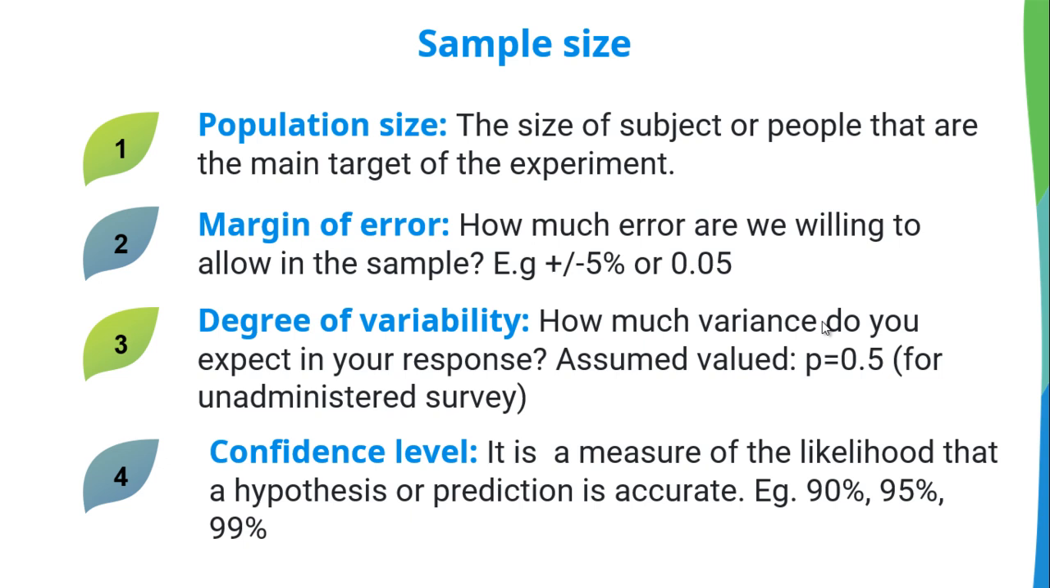Then you talk about the confidence level. It is a measure of the likelihood that a hypothesis or prediction is accurate. You have 90%, 95%, 99%. When you take 95%, automatically you understand that your p-value will be 0.05. If you take 99%, you know that your p-value is 0.01, and so on. So these 4 components are very important when dealing with sample size using the formula I want to present to you.